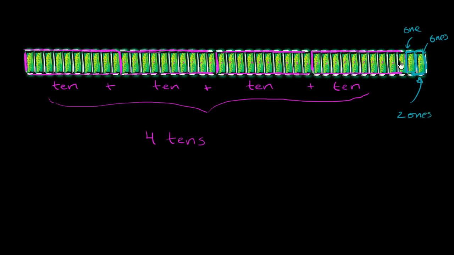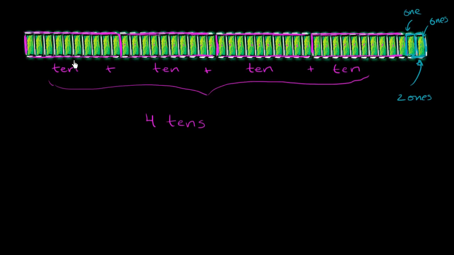Remember, each of these little green bars we said represents a 1. So this whole number is what? Well, it's going to be the 4 tens, 1 ten, 2 tens, 3 tens, 4 tens, plus the 2 ones. So let me write that down. So it is 4 tens plus 2 ones. Well, what is that?